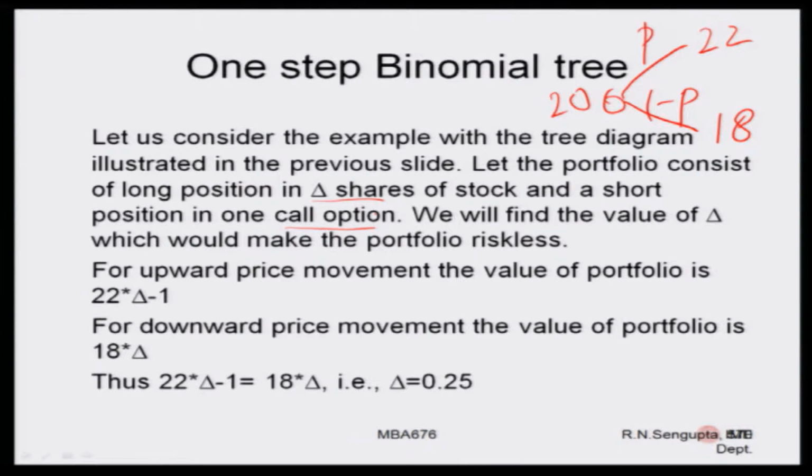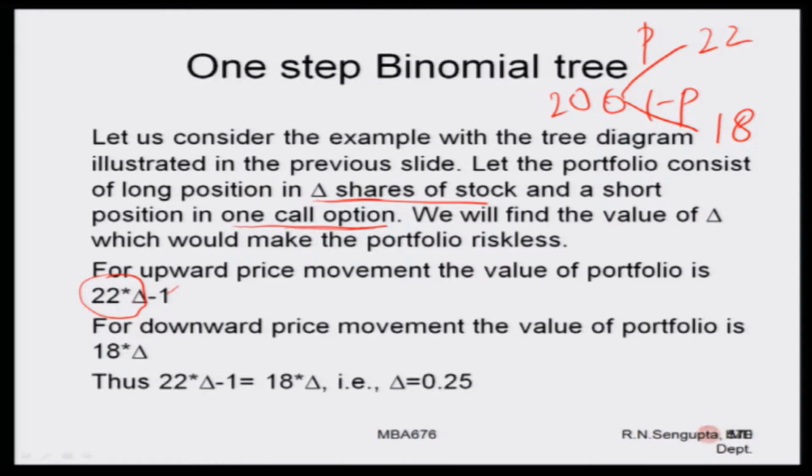Now, for the upward price movement, the value of the portfolio would be 22 into delta. This is the number of shares which you had multiplied by the price. And where is this 1 coming from? 1 is basically the one call option which you had. You are short a call option, which means the money would be going out of pocket, while the value of the shares which you had initially would be positive. Hence, we have 22 into delta, the total value of the shares, and this minus 1 is the one call option.